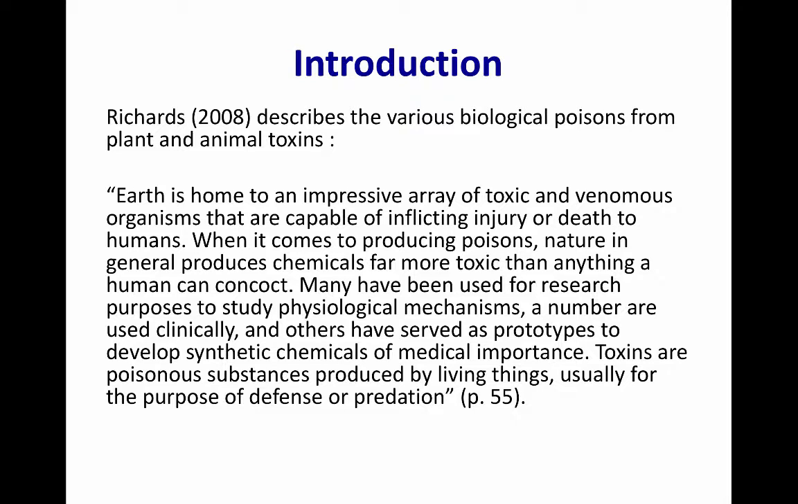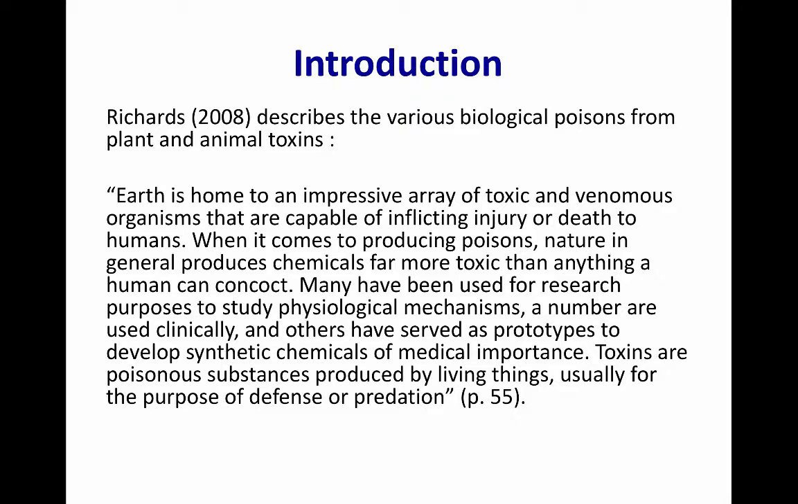Richards describes the various biological poisons from plants and animal toxins. Earth is home to an impressive array of toxic and venomous organisms that are capable of inflicting injury or death to humans. When it comes to producing poisons, nature in general produces chemicals far more toxic than anything a human can concoct. Many have been used for research purposes to study physiological mechanisms, a number are used clinically, and others have served as prototypes to develop synthetic chemicals of medical importance.